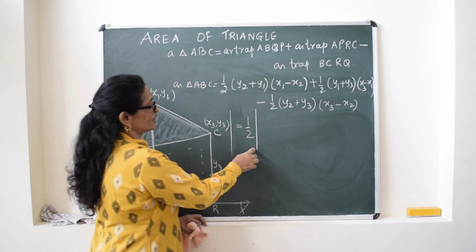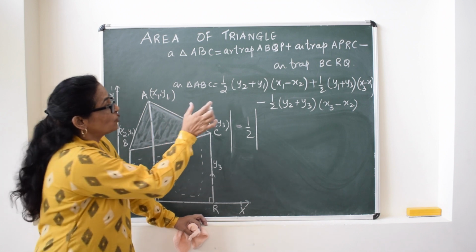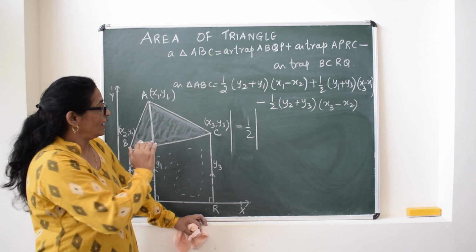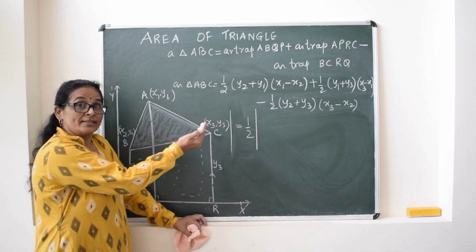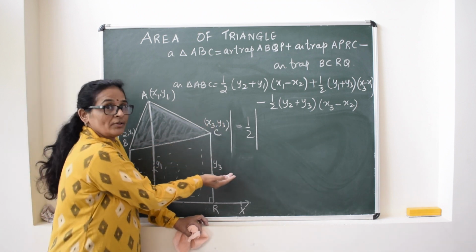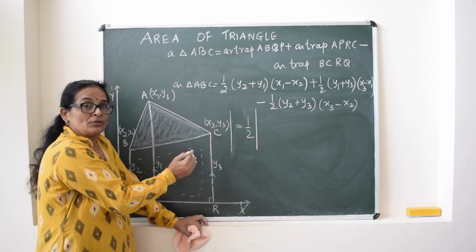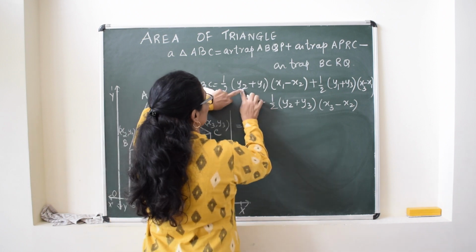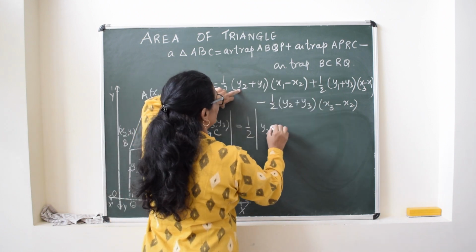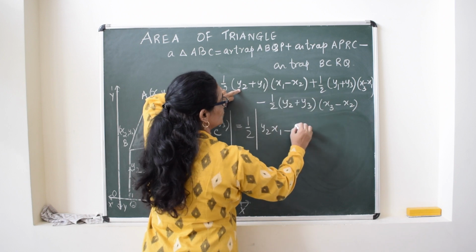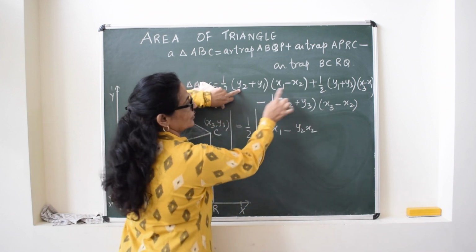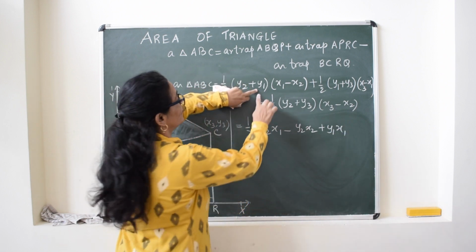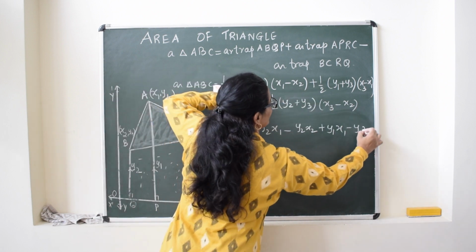Now here I am taking the absolute value of this whole expression, since the area of a triangle cannot be negative, and sometimes we can get the coordinates negative also. So overall the area will come out negative, but by taking the absolute value it will become positive. So here, open the brackets. y2 is multiplied here: y2 x1 minus y2 x2. Then plus y1 x1 minus y1 x2.